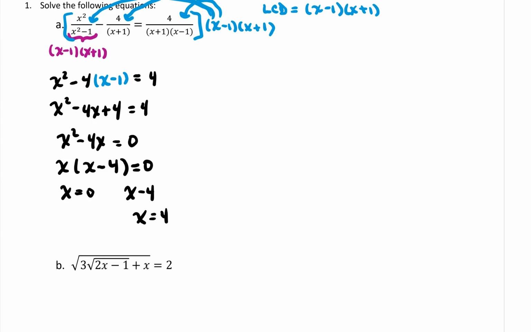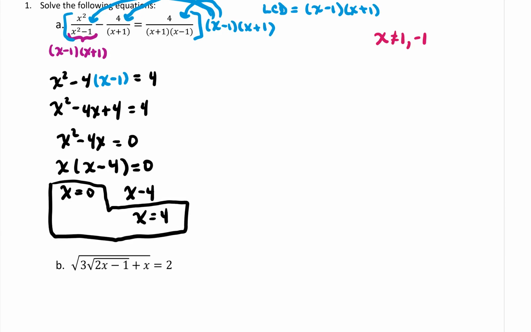This problem, you had variables in the denominator of this rational equation. You had to make sure that x did not equal values which made our denominator equal to 0. So x couldn't be 1 and x can't be negative 1. If you look at our solutions though, x is neither 1 or negative 1. And so we have two solutions to this rational equation. We get x equals 0 and x equals 4.